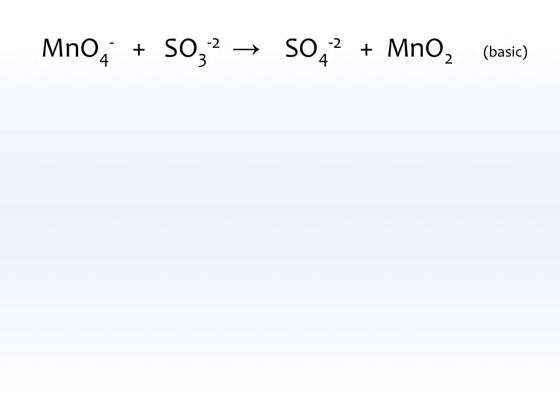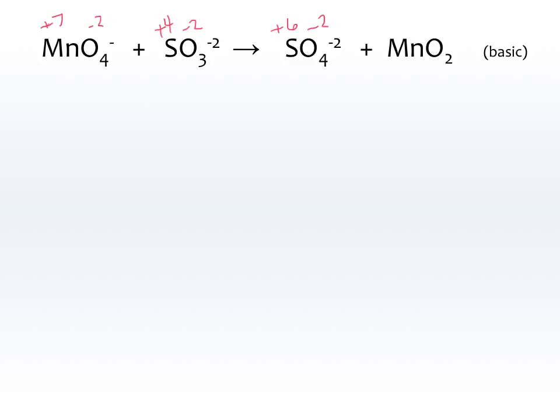Oxygen is negative 2. The entire permanganate is negative 1. Since there's 4 oxygens, that's negative 8. So manganese is plus 7. Sulfite is negative 2. Oxygen is negative 2, but since there's 3 of them, that's negative 6. Sulfur's got to be plus 4 in this case. Sulfate has a charge of negative 2. Oxygen is coincidentally also negative 2. There's 4 of them, so that's negative 8. Sulfur, in this case, is positive 6.